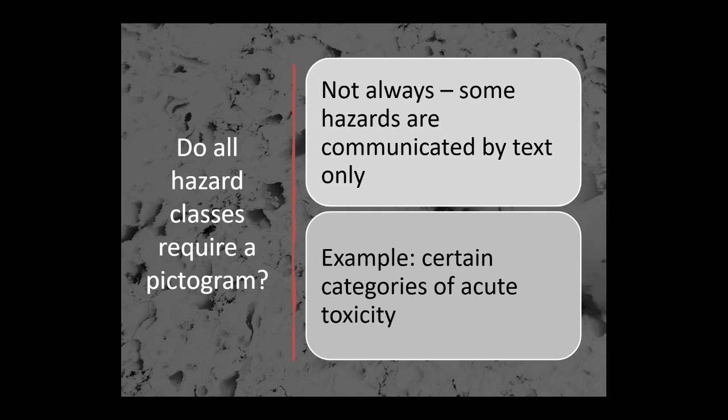Hazards requiring pictograms. While most hazard classes are assigned a pictogram, some specific categories within a class may be communicated through text warnings on the label and SDS. For example, certain categories of acute toxicity may not require the skull and crossbone pictogram, but will still have clear hazard statements describing the risk.